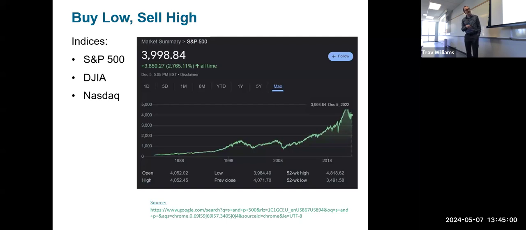So would you say, let's say we were at this point right here, December 2022, the stock market had hit an all-time high and then dropped down. Is that the time to buy or the time to sell?